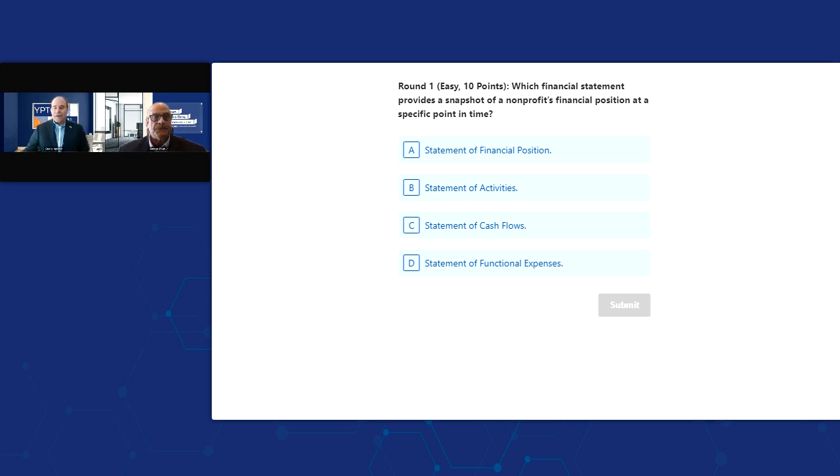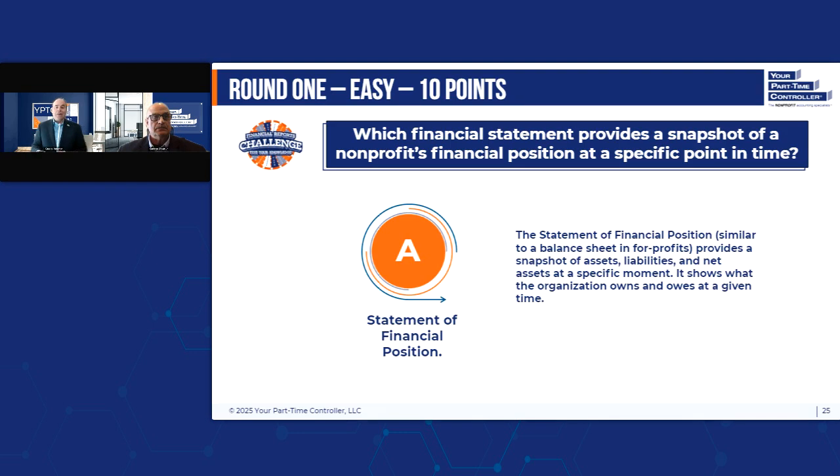All right. If you guys are ready for the answer, the answer is A, our statement of financial position, or the balance sheet, as it's called in the for-profit world. And this does provide us a snapshot, a moment in time, of what the assets, liabilities, and net assets were of the organization.